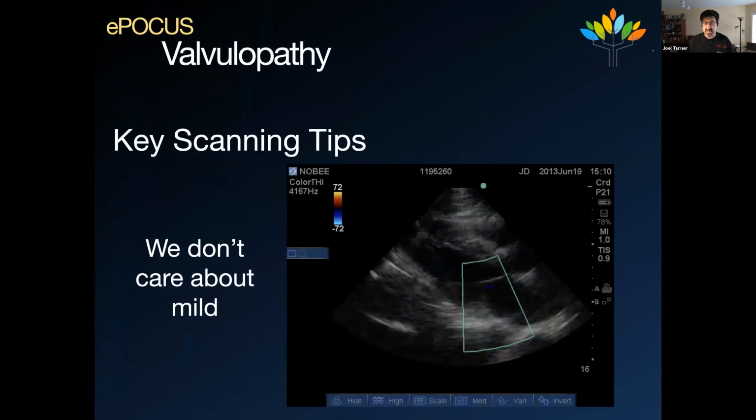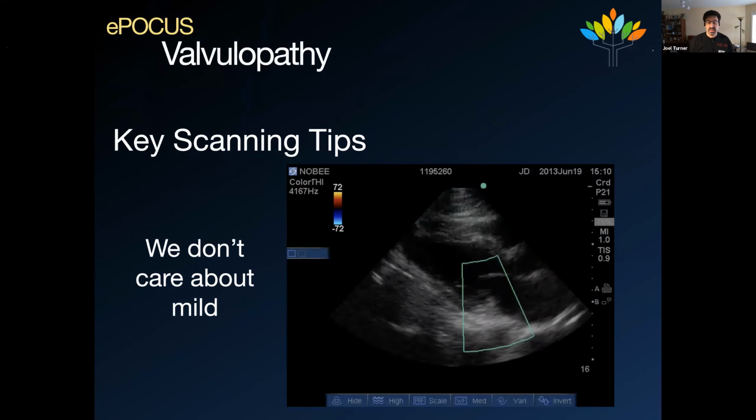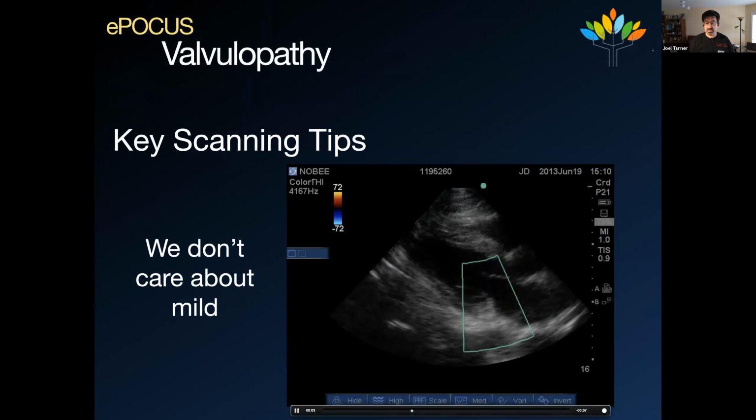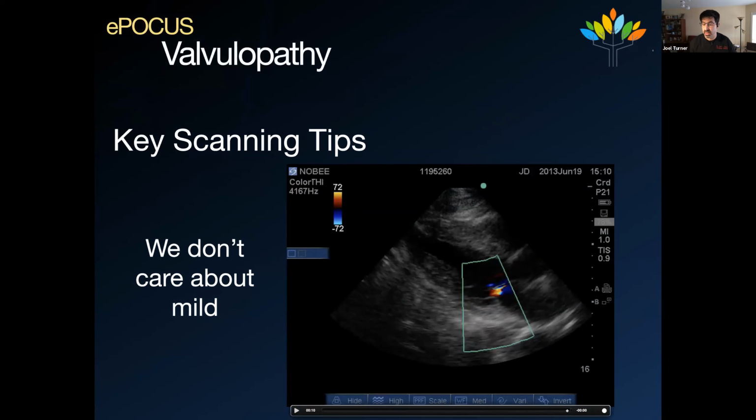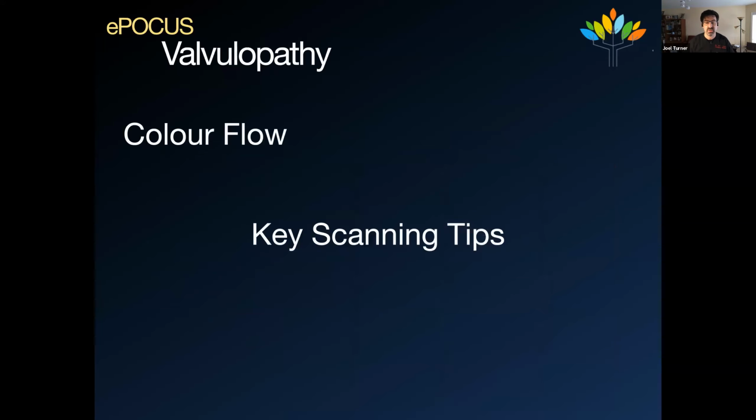A couple of key scanning tips. If you're putting your probe on, let's say, the mitral valve, and you see that there's this little wisp right here when the valve is closing, of a mitral regurg, we don't care about this. There's no point in stopping and taking time away measuring it. This is not a clinically significant problem that we have to deal with in the emerge. So don't care about the mild or trivial pathologies.